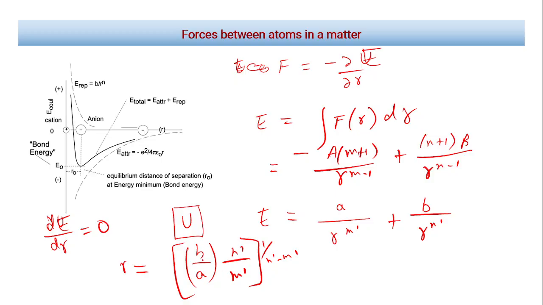So for a particular atom, if we know these B, A, N, M values, we can find out the equilibrium distance R for that particular atom. So this was a discussion of why atoms tend to be at a particular equilibrium distance in matter. Now we'll move our discussion further and go specifically into types of solids.